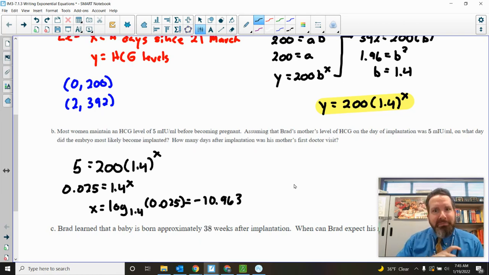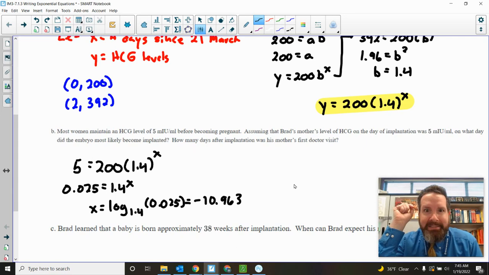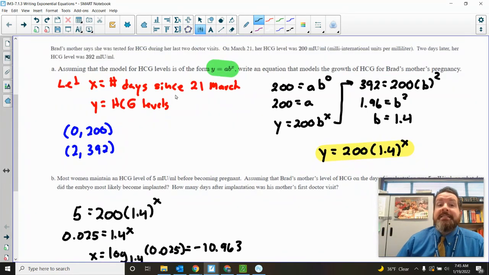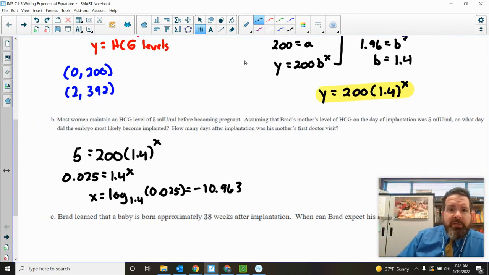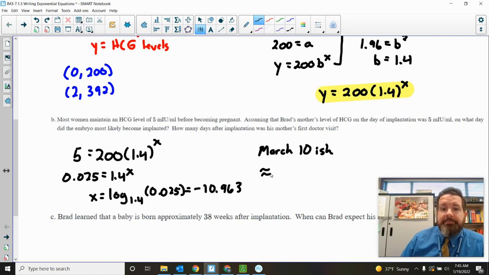Now, let's think about what this means. Remember what our X represents. X is the days since the 21st of March. Okay, well, if I've got negative 11, that means 11 days before the 21st of March. So when did the embryo likely become implanted? Probably about March 10th. How many days after implantation was the first doctor visit? Well, that's what we found here. It was about 11 days.